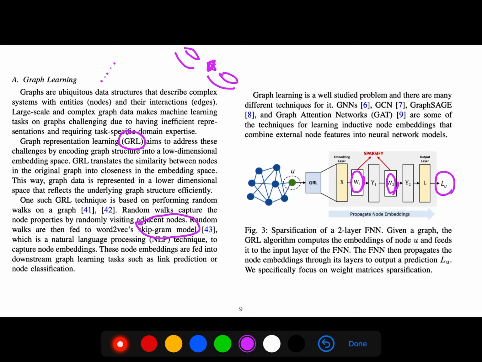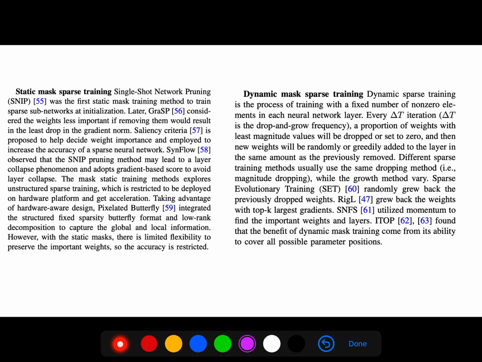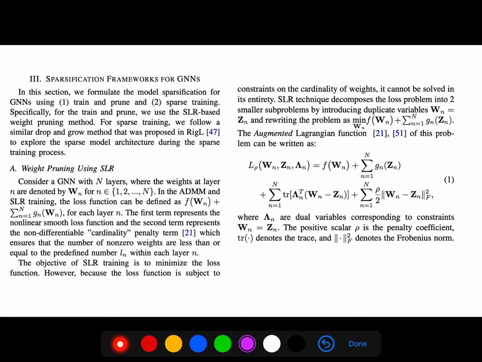So we specifically focus on weight matrices sparsification. So we jump to that. What is weight pruning using SLR? Consider a GNN with n layers, where the weights at layer n are denoted by W.